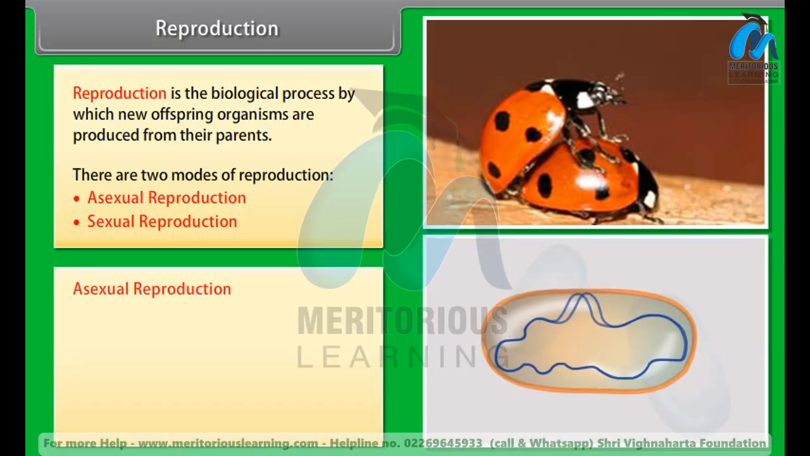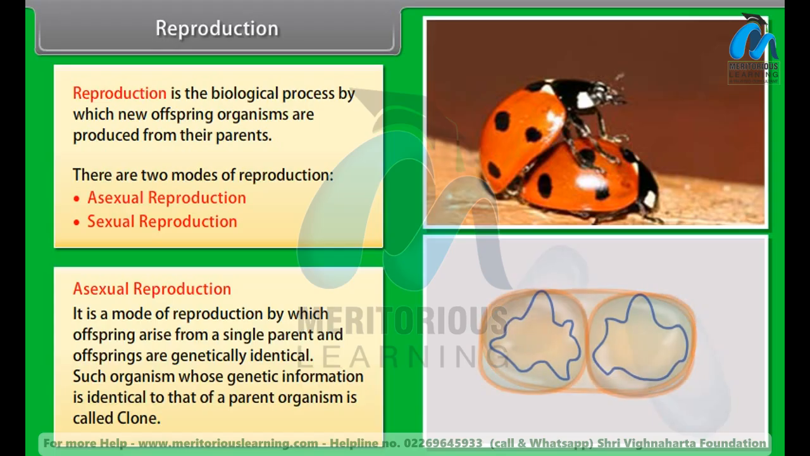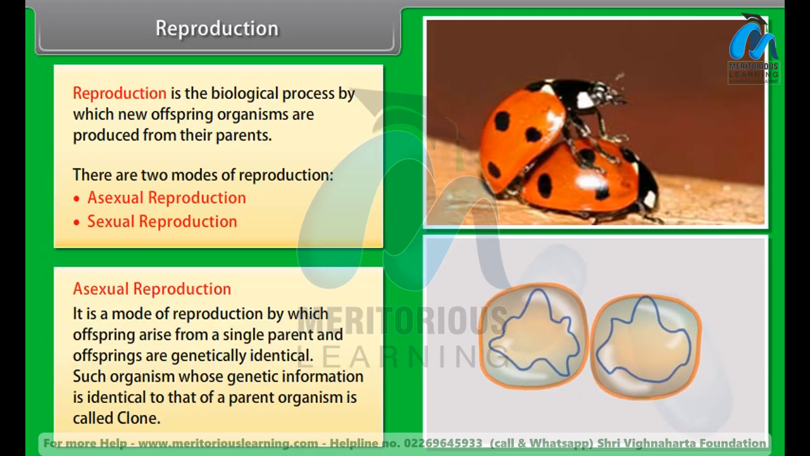Asexual reproduction. It is the mode of reproduction by which offspring arise from a single parent and offsprings are genetically identical. Such organisms whose genetic information is identical to that of a parent organism are called clones.